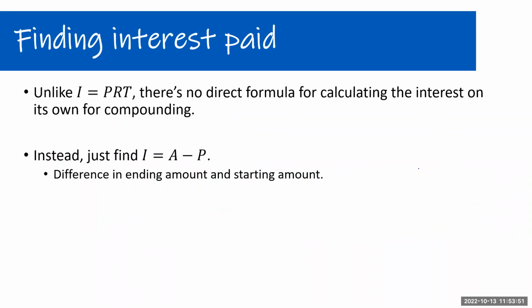Now, if you want to calculate the total interest paid, we don't have a simple formula like I equals PRT when we're dealing with compounding. However, we just found how much we were going to end up total, right? And we know how much we invested with to begin with. So we can just find the difference in those to find how much our total interest was. Okay, so difference in the ending amount minus what you started with, and that's how much interest there was. So it is still a relatively simple formula. It's just not a formula on its own.